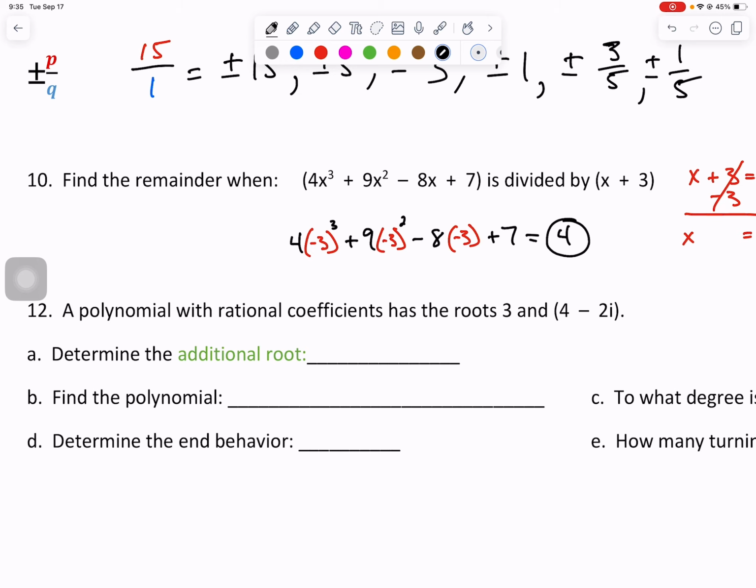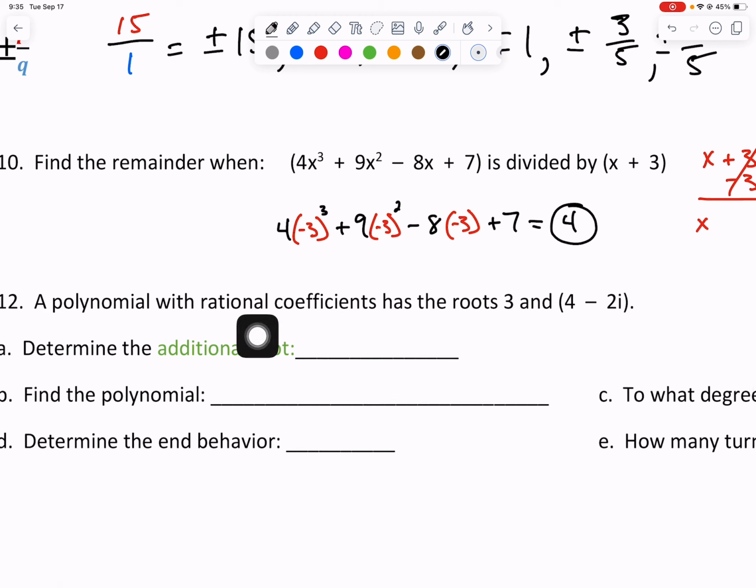It's not difficult. It's just you need to work through it, all right? A polynomial with rational coefficients has the roots 3 and 4 minus 2i, all right? Now, I'm going to do a few things here. I'm going to highlight my 3. I'm going to highlight our 4 minus 2i.